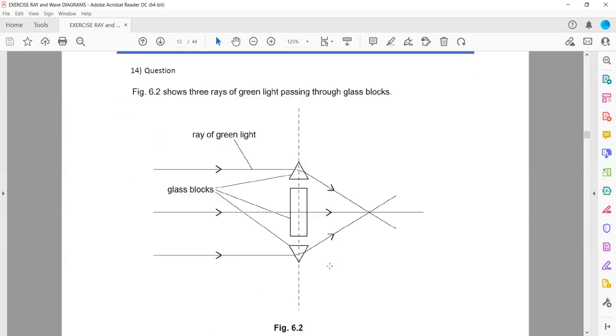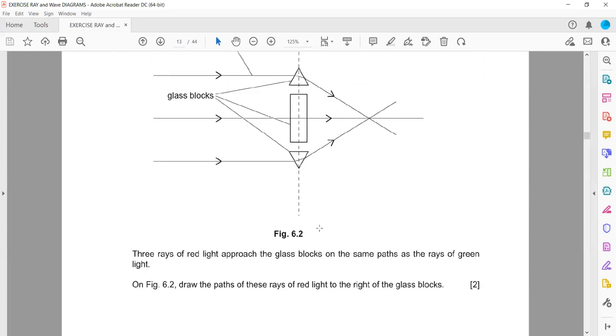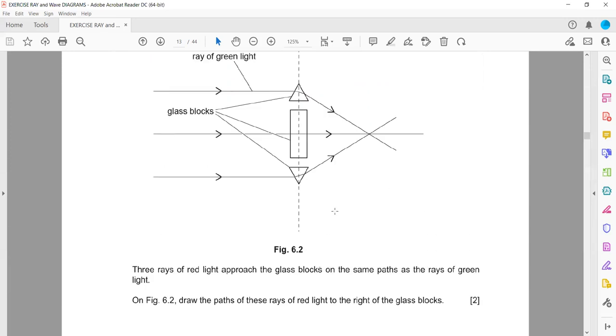Then this question shows 3 rays of green light passing through the glass block. 3 rays of red light approach a glass block the same way. On the figure, we have to sketch a path for this red light. So green light is there, but red will bend the least. So the path which red will take: green will bend most, red will bend the least.